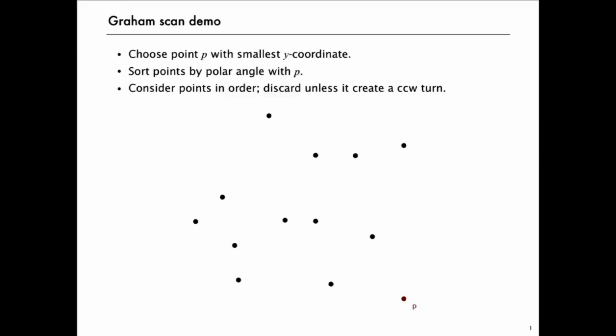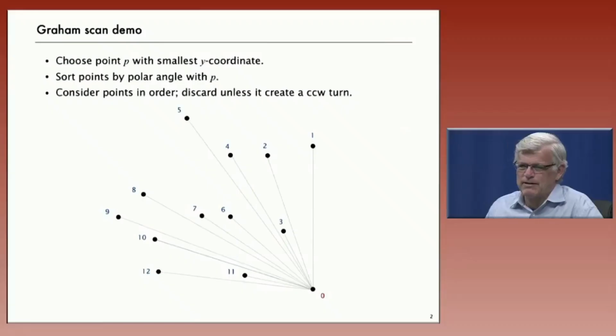So we start at point P, and sort the points by polar angle with P. That is, if we take a vertical line and sweep it in a counterclockwise direction, what order do we hit the points? The first thing we hit is 0, 1, and then if we sweep counterclockwise, we get to 2, and then 3 and 4, and so forth. So that's the ordering of those points. And so now we'll just consider those points in order and then take them for the convex hull.